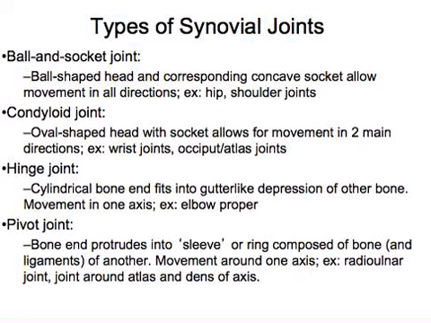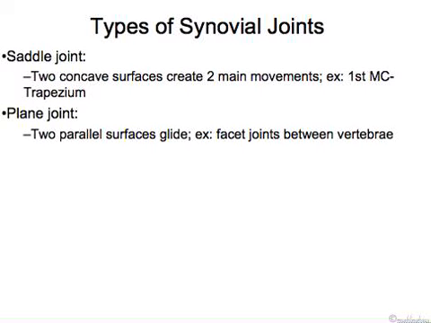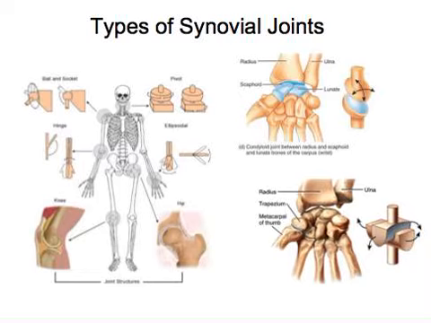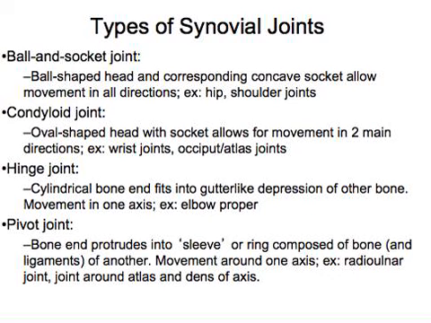So look at that. We have a ball and socket, a condyloid, a hinge, a pivot, a saddle, and a plane joint. They all look different in here. So let's go through them briefly. The ball and socket joint is a simple one. We have a ball-shaped head and a corresponding concave socket that allows movement in all directions.